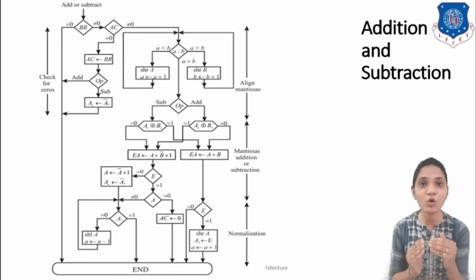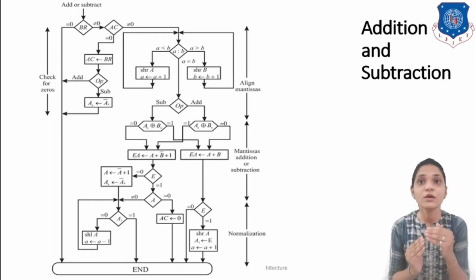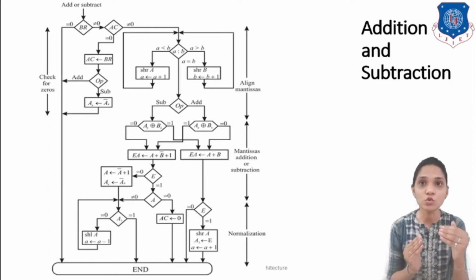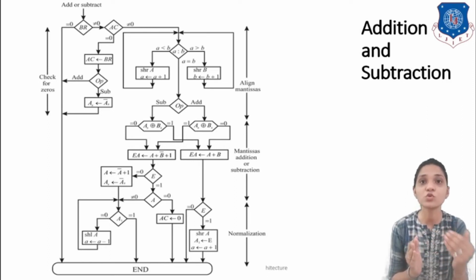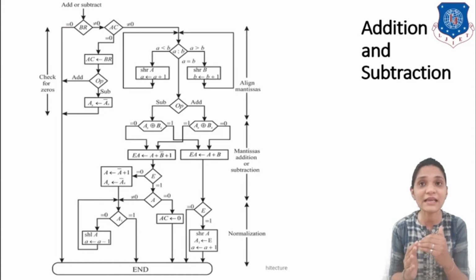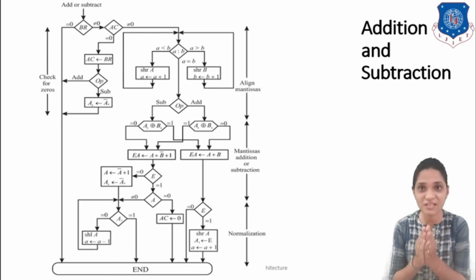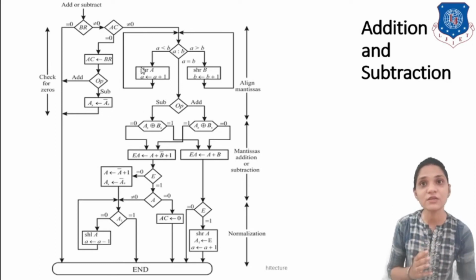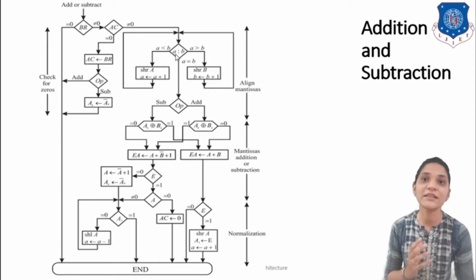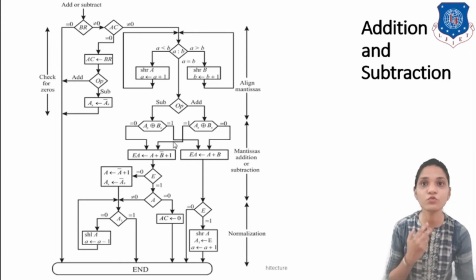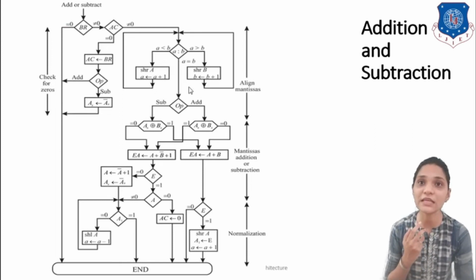I can add only numbers like 10 into 2 raised to 2 plus 5 into 2 raised to 2. I can't add numbers like 10 into 2 raised to 5 and 10 into 2 raised to 4. I have to align the exponent. Okay. So here we will check whether the exponents are equal or not, by using the condition A is equal to B. If it is equal, then you will continue for the operation. If it is not equal, then you have to align the mantissa.